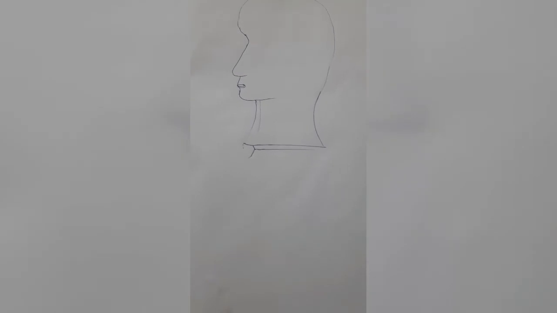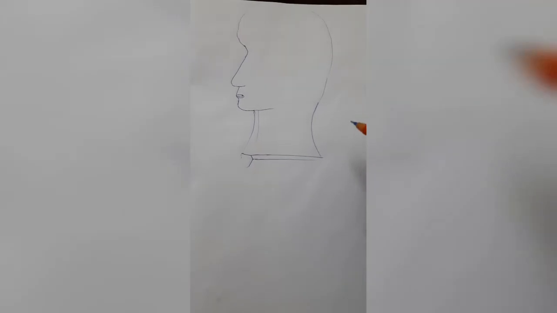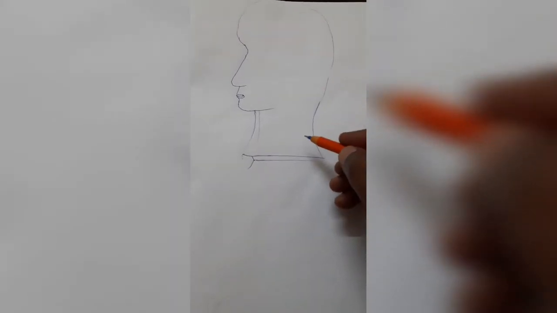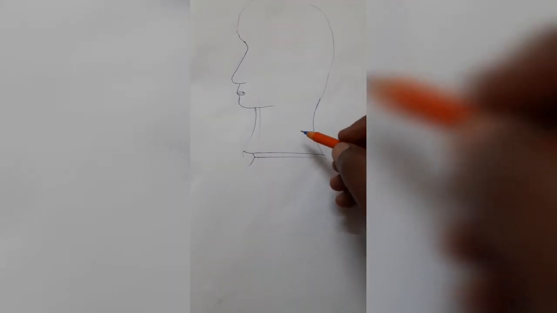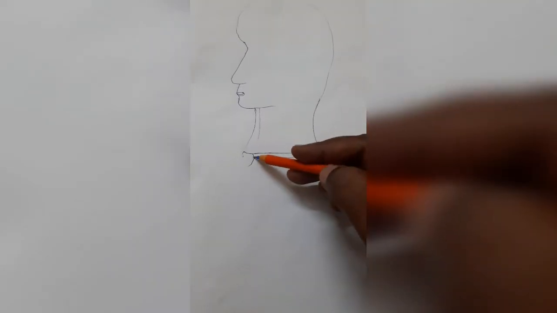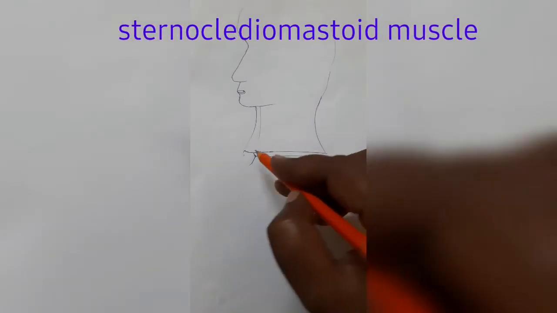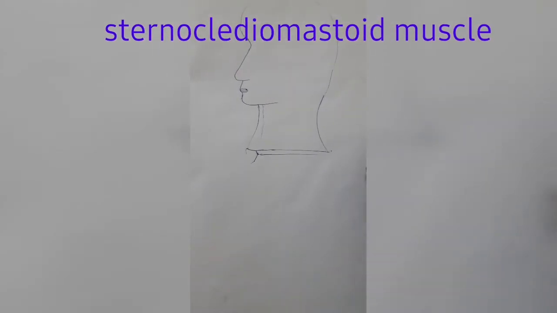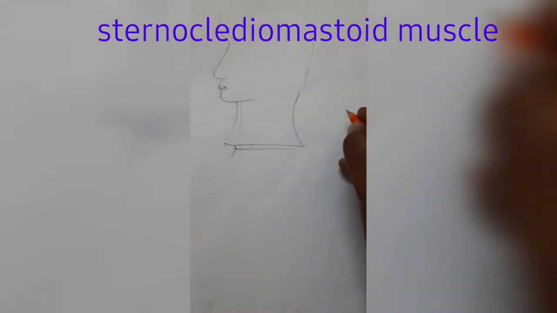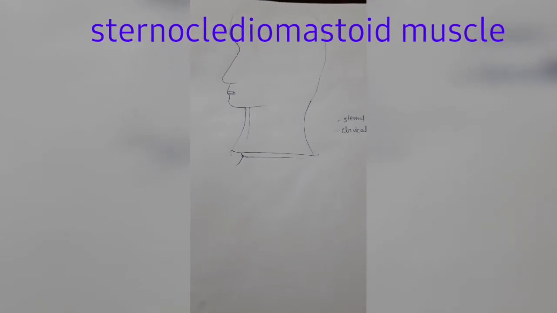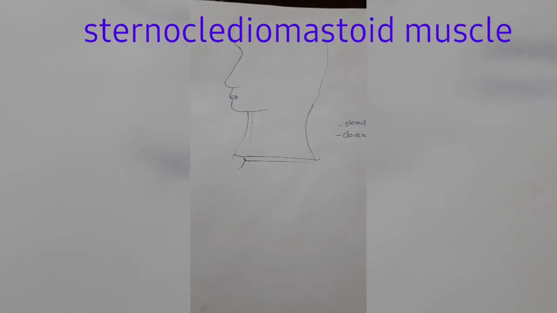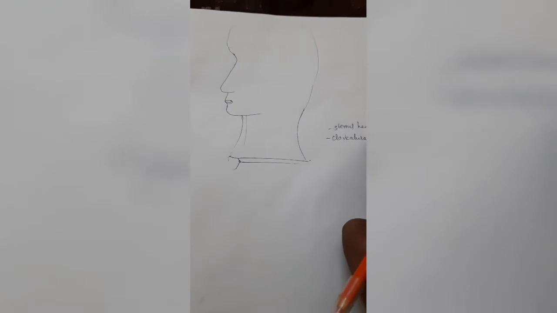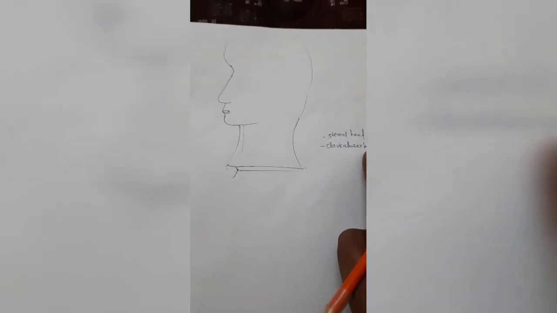This is the diagram. We're going to learn about the sternocleidomastoid muscle origin as well as the insertion. This is the sternum, and this is the clavicle. Already we know the sternocleidomastoid consists of two heads: the sternal head as well as the clavicular head.